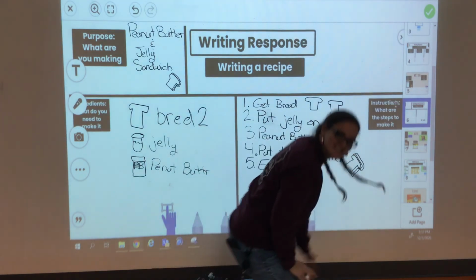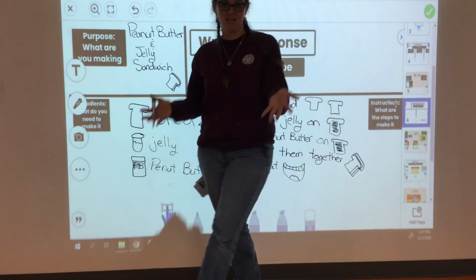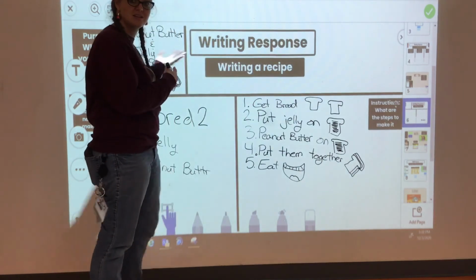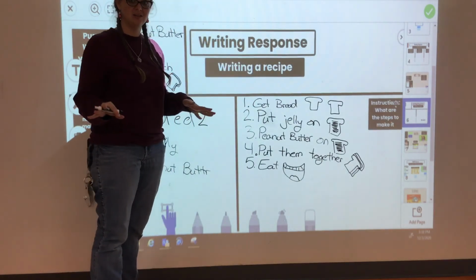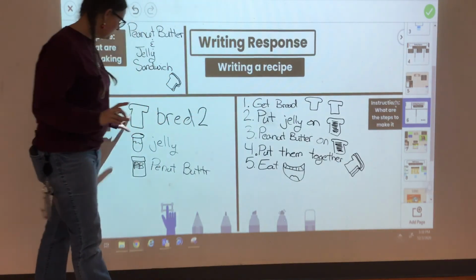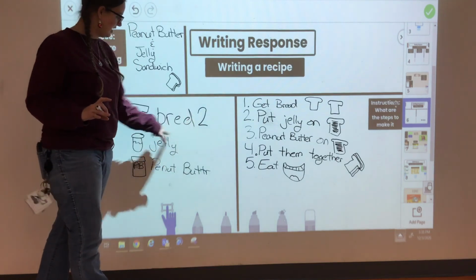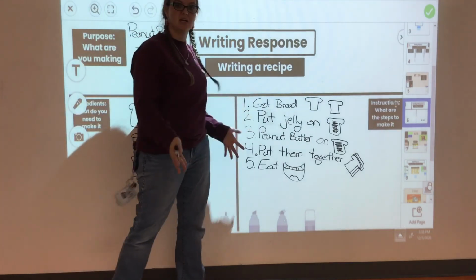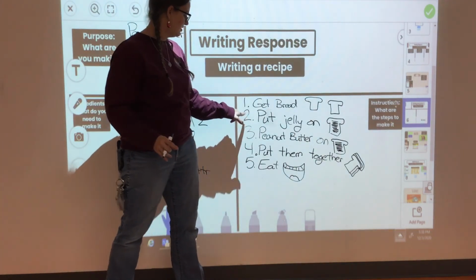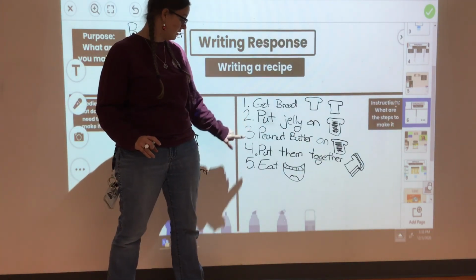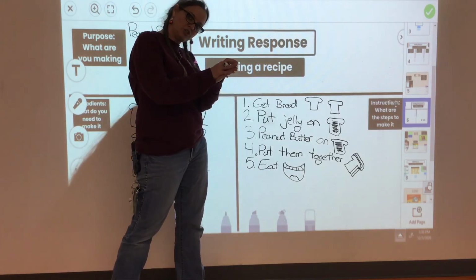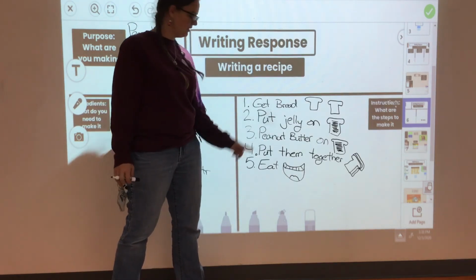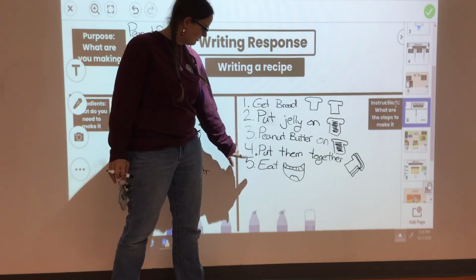So do you see how easy that was? We just had to think of something to make, which Miss Franco went with a sandwich because sandwiches are super easy, okay? And then we wrote what we needed to make it. So we needed 2 pieces of bread, we needed jelly, and we needed peanut butter, and then we wrote the steps to make it. So we had to get the bread, put the jelly on it, put the peanut butter on, put them together, smoosh, and then eat them, okay? And look how I put numbers next to each one of my steps.